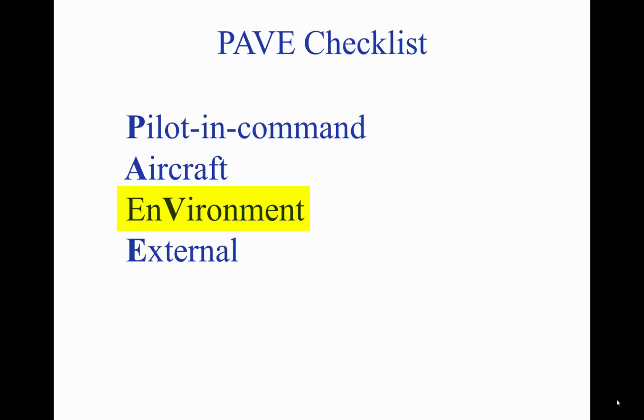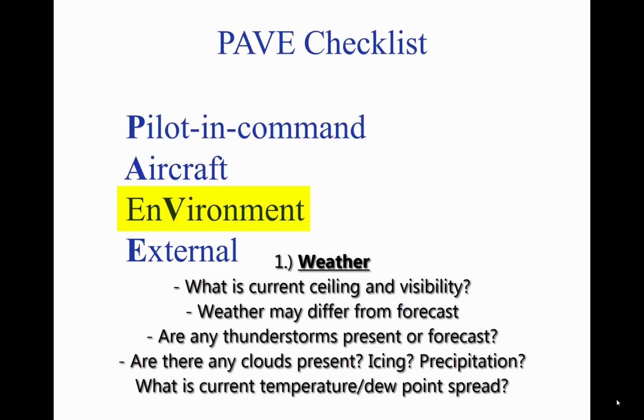V is environment. Weather. Weather is a major environmental consideration. Earlier, it was suggested pilots set their own personal minimums, especially when it comes to weather. As pilots evaluate the weather for a particular flight, they should consider the following. What are the current ceiling and visibility? In mountainous terrain, consider having higher minimums for ceiling and visibility, particularly if the terrain is unfamiliar. Consider the possibility that the weather may be different than forecast. Have alternate plans and be ready and willing to divert should an unexpected change occur.